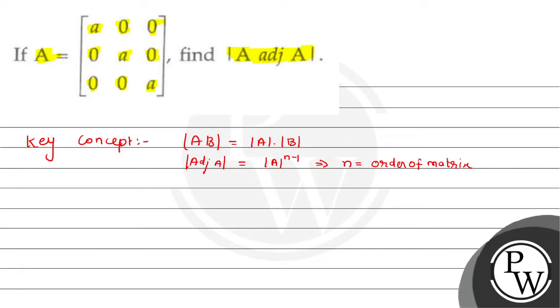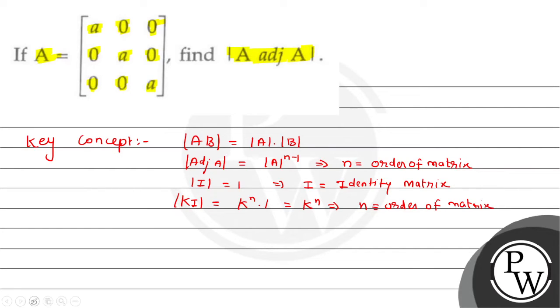and determinant of I is equal to 1. Here I is the identity matrix, and determinant of kI is equal to k to the power n into 1. That means k to the power n. Here n is the order of matrix.